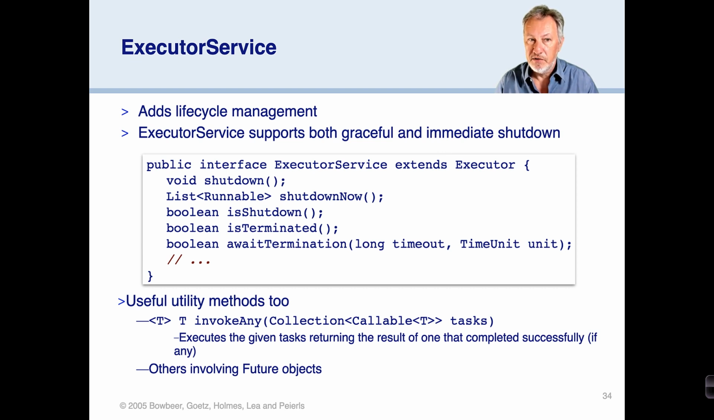ExecutorService is another interface that extends Executor and provides some lifecycle management. Here we can see, for example, we can tell the service to shut down or shut down now. We can ask if it's shut down, and so on. There are also some useful utility methods, for example, to execute given tasks, returning the result of one that completes successfully, if any. So invokeAny.